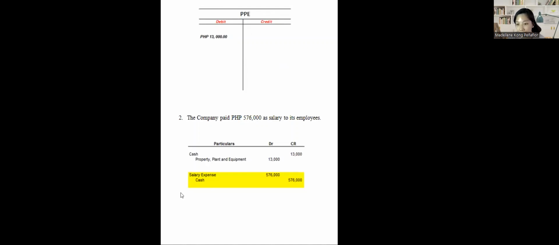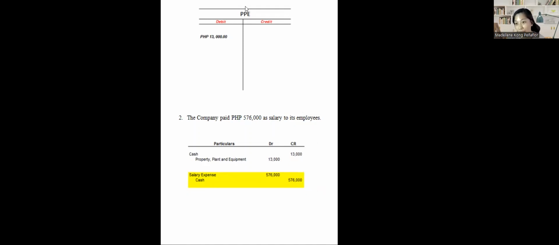All right. Then the next transaction we have, the company paid 576,000 as salary to its employees. Probably this is for the full year. So the next journal entry would be debit salary expense. Salary is an expense. So debit 576,000 salary expense, and another one credit cash again. Why? Because cash is being used to pay salaries to its employees.